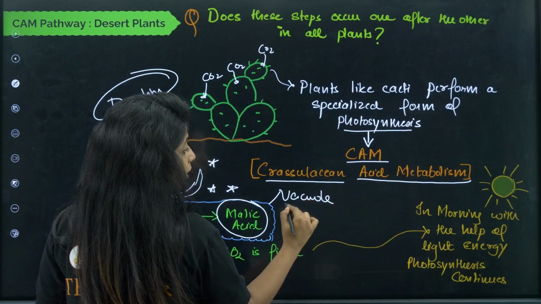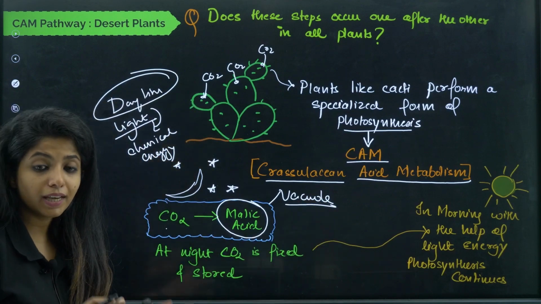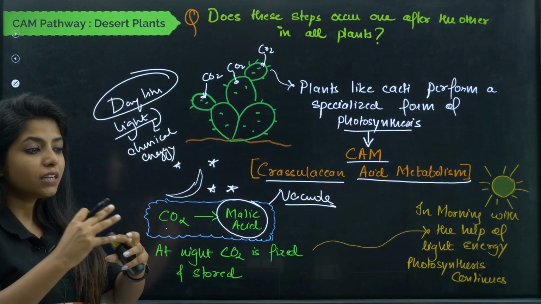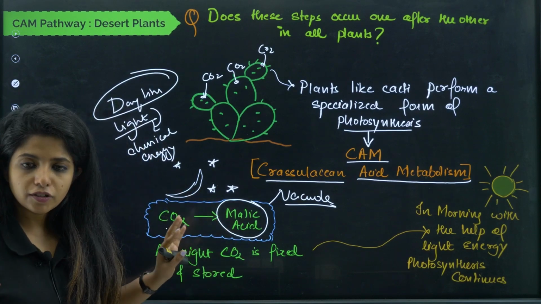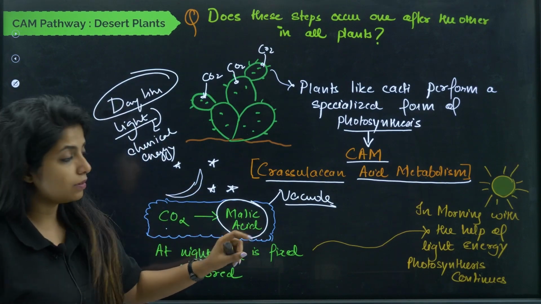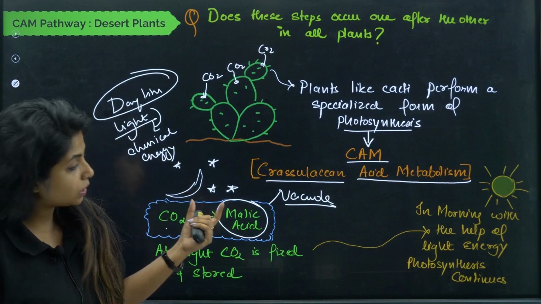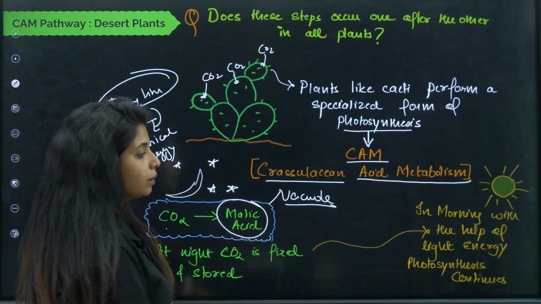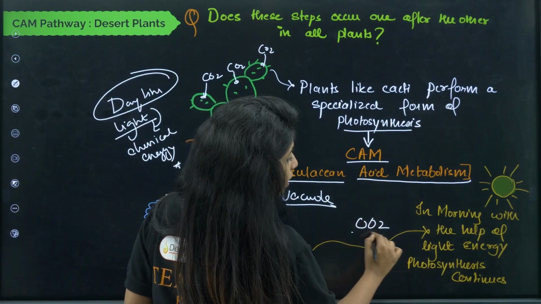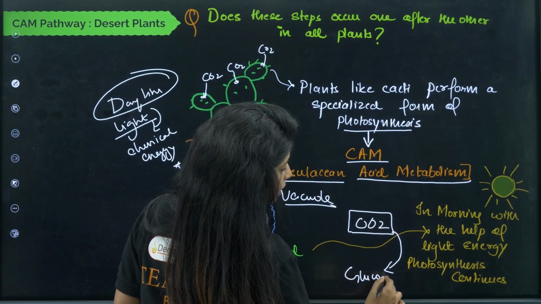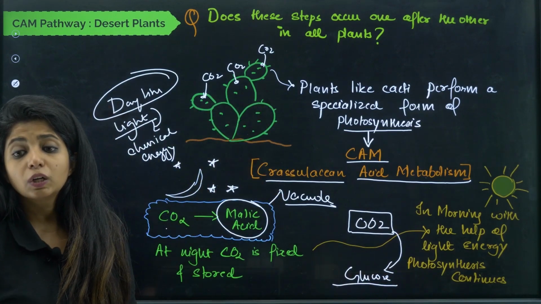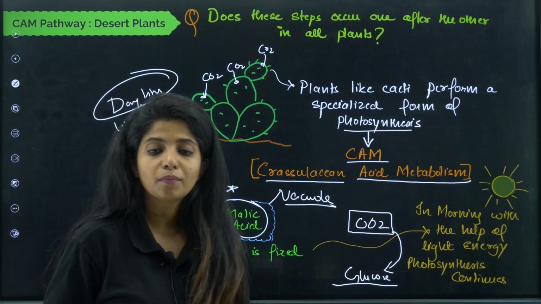So we say that the plant is fixing carbon dioxide. Fixing as in is taking in the carbon dioxide and converting it to some other form which is stable. Okay, which is kind of stable. Now during daytime what will happen? When there is light energy, this malic acid will again get broken down to carbon dioxide, and the carbon dioxide is used to form what, children? Glucose, or basically carbohydrate. Now this is known as crassulacean acid metabolism.